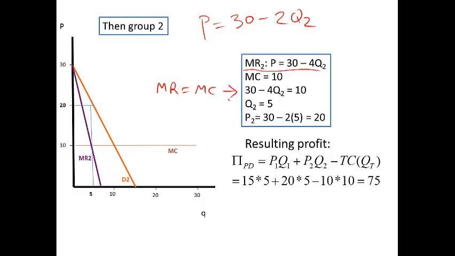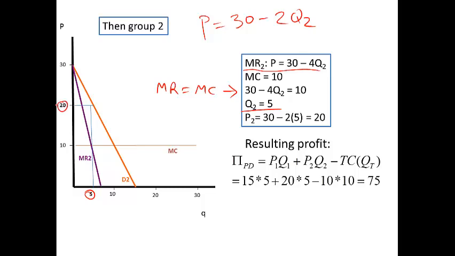30 minus 4Q2 equals 10, and so as it happens, Q2 equals 5. Now let's find P2. Well, we go up to the demand curve, and we plug in 5. So it's P2 equals 30 minus 2 times 5, or 20.